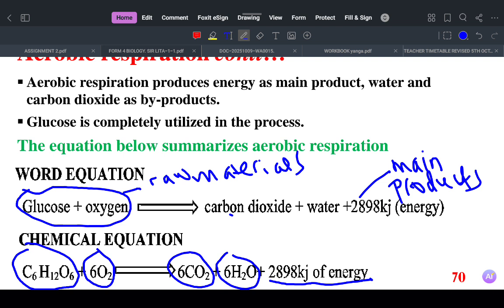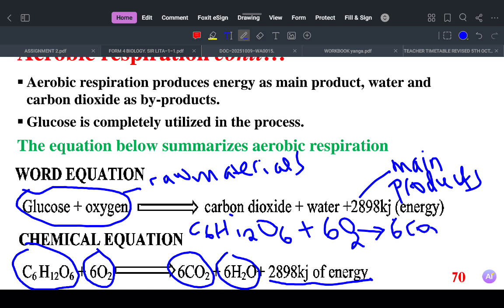All right. So what are we saying? We are saying that glucose, C6H12O6, will combine with 6O2 to produce 6CO2 and 6H2O, and then you have energy of the magnitude 2,898 kilojoules of energy. This is called a chemical equation.